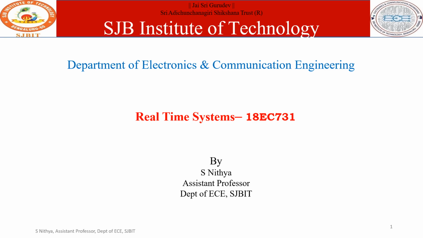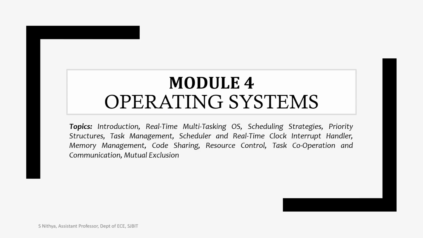Today we are going to see module 4. Module 4 is nothing but an operating system. So in this operating system we are going to talk about introduction, real-time multitasking operating system, scheduling strategies, priority structure, task management, scheduler and real-time clock interrupt handler, and memory management, code sharing and resource control, task operations and communication, mutual exclusion. So these are the topics which we are going to study in this module.